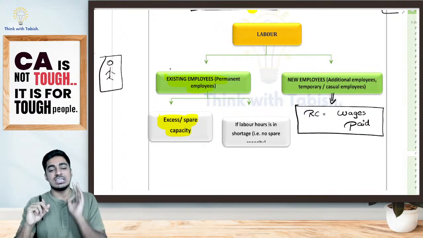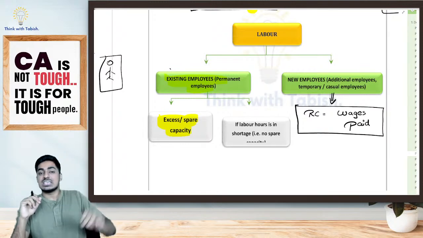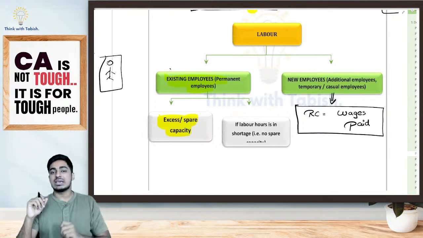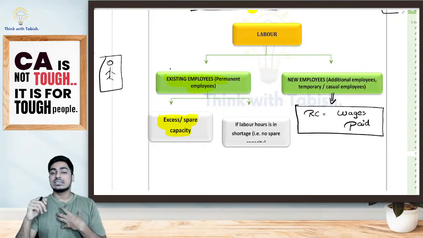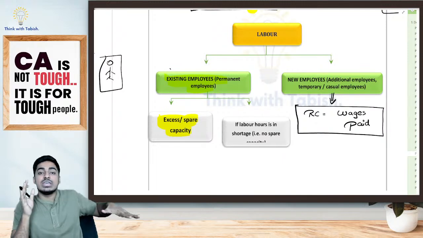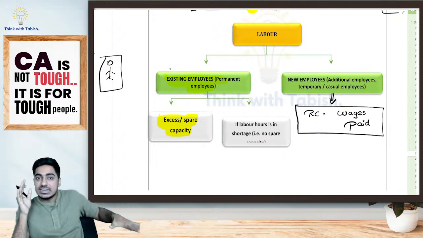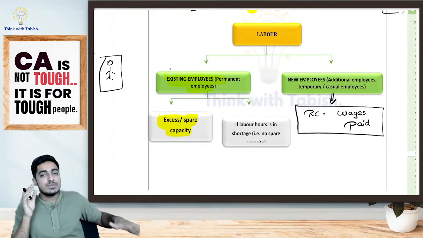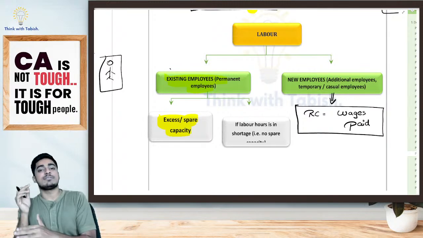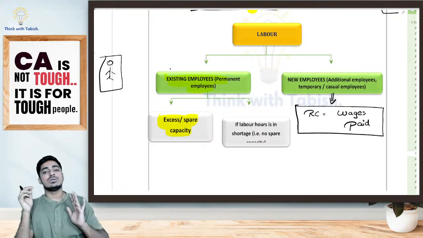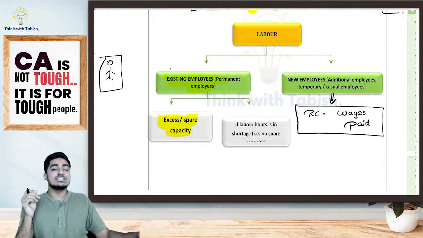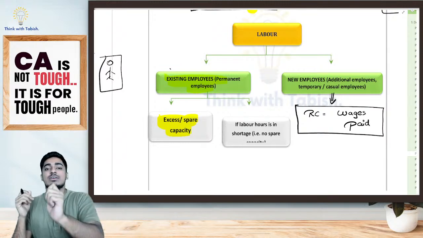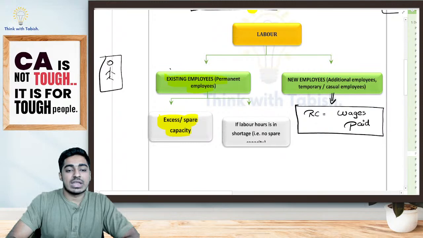From my existing employees, I'm getting the work done and there is spare capacity, excess capacity. Am I giving anything extra to them? No, I am not giving anything extra to them. Before, when I was not taking CA final classes and had only CA inter classes, per month I was paying them 15,000. Now when I've started CA final classes, still I'm paying them 15,000 only. So whether I start CA final class or don't start it, the wages I'm going to pay them is going to be 15,000 rupees only. So relevant cost is going to be nil.